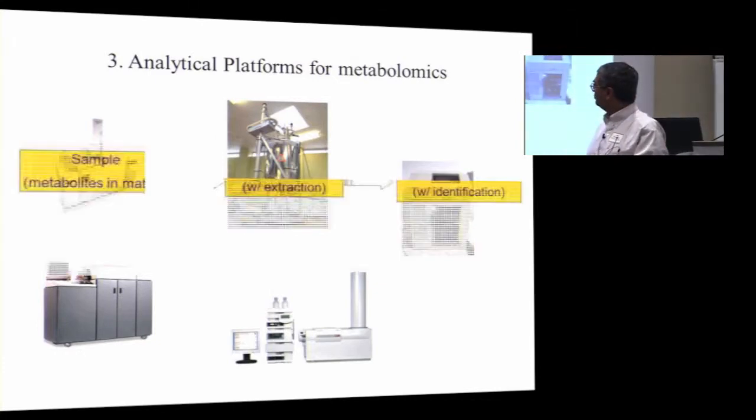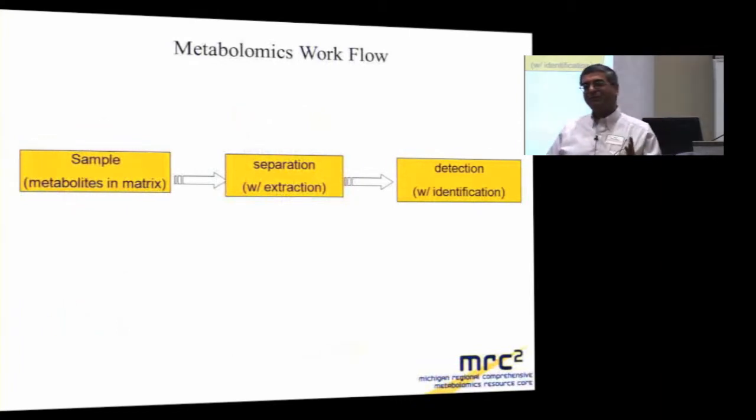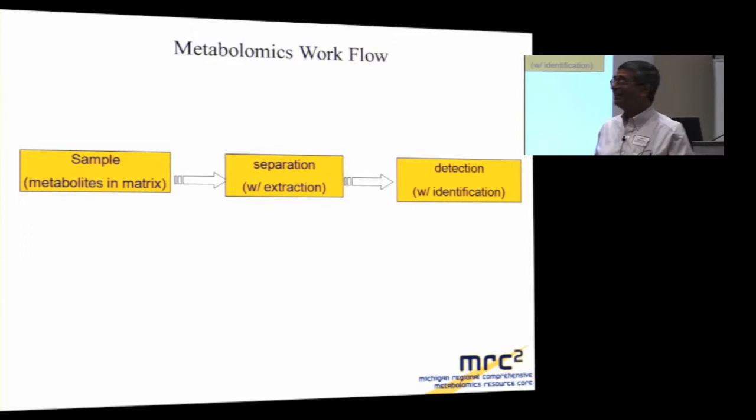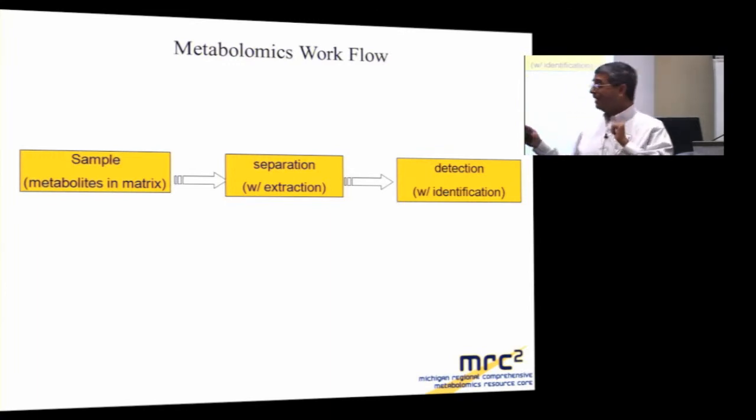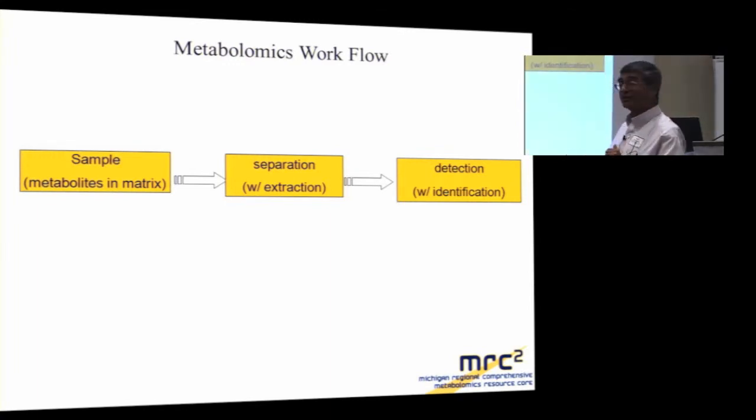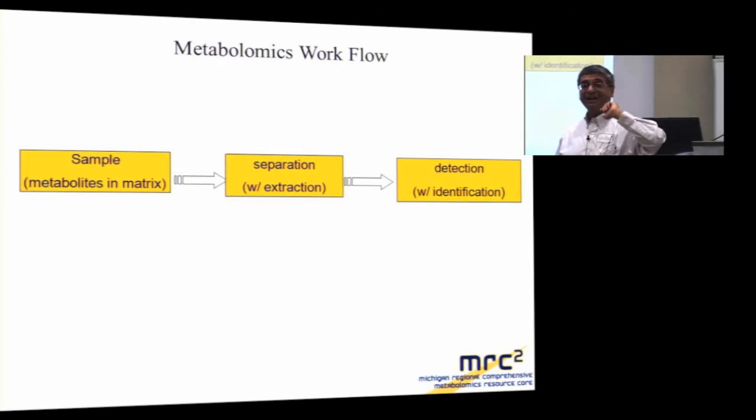And so the key things are the following. The most important thing, I would say, is what goes on before the machine. The samples that you have are in a matrix, whether it's a cell culture, tissue, or a biofluid, which needs to be extracted out first and separated before it is actually being detected with identification in some sort of a system. So these two steps are very critical, and Lee and Anna are going to discuss this further down the road.